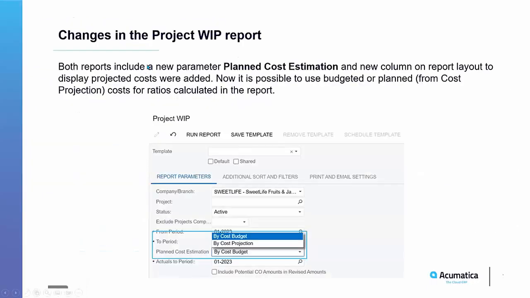The first change here on the WIP report, what you're going to see now is the ability to pull in cost projection information. So for those of you using cost projections, you have the ability now to run the report either compared to your cost budget or to cost projections, which are updates to your budget. So that's going to be on the project WIP report.